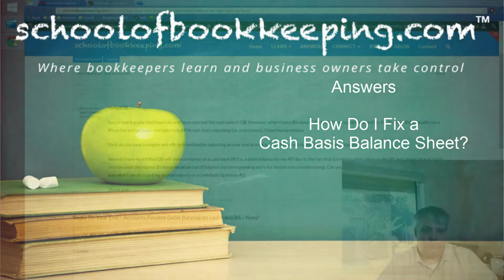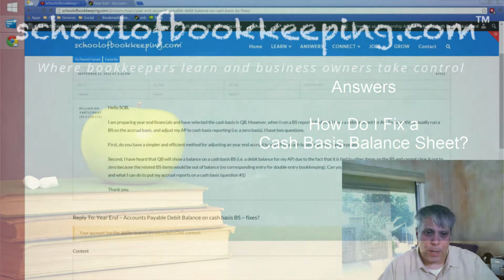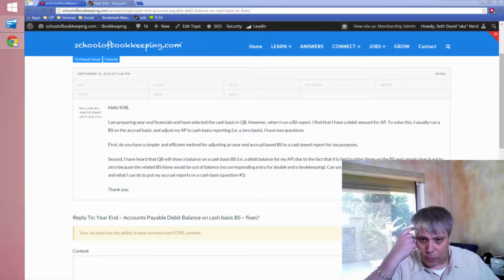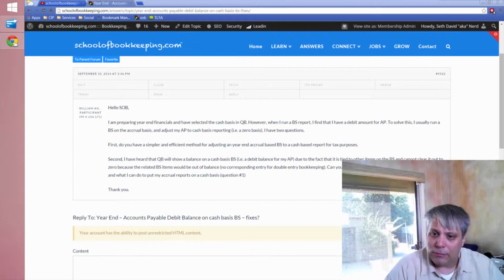William writes in, "Hello, School of Bookkeeping. I am preparing year-end financials and have selected the cash basis in QB. However, when I run a balance sheet report, I find that I have a debit amount for AP. To solve this, I usually run a balance sheet on accrual basis and adjust my AP to cash basis reporting, i.e. a zero basis. I have two questions.